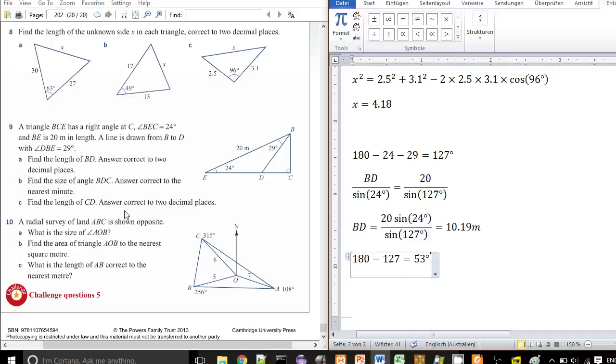The nearest, am I confused here? What's going on? BDC. Nearest minute? What are they talking about? I think that's a joke.